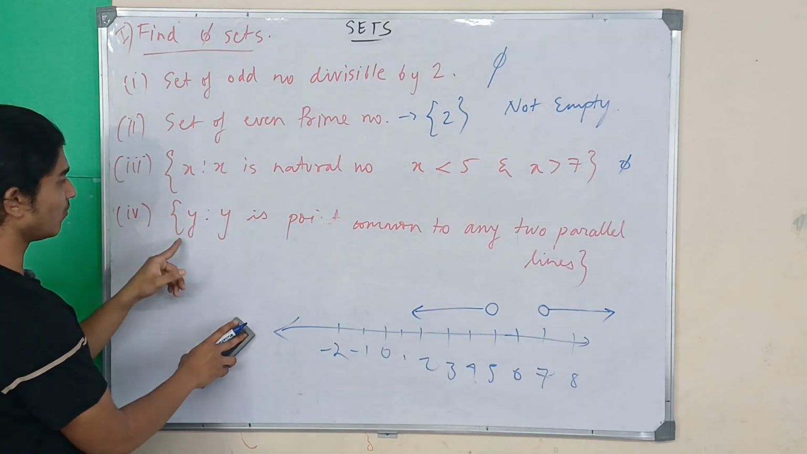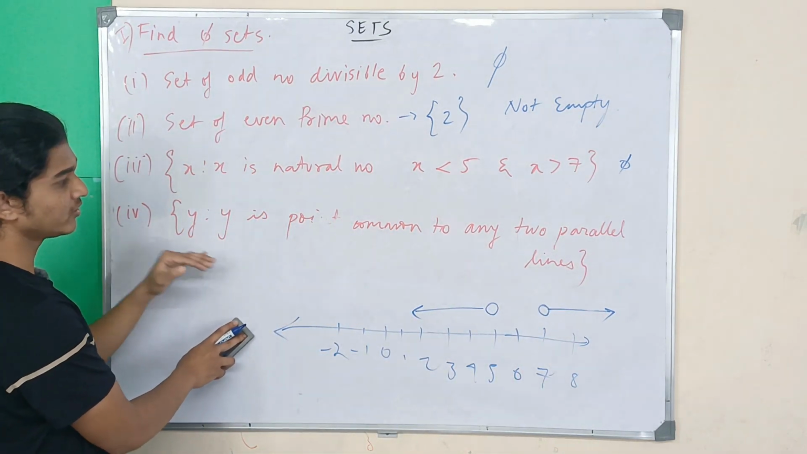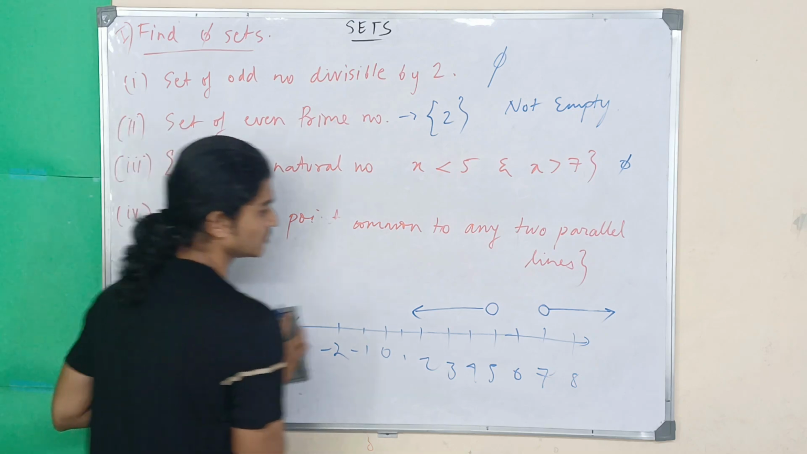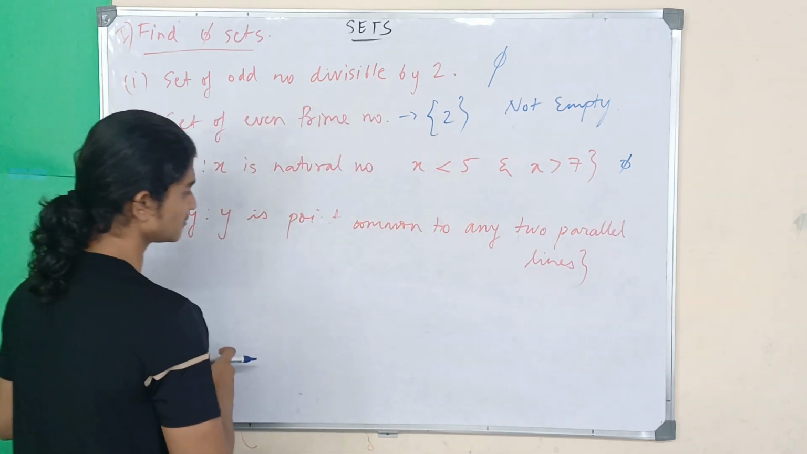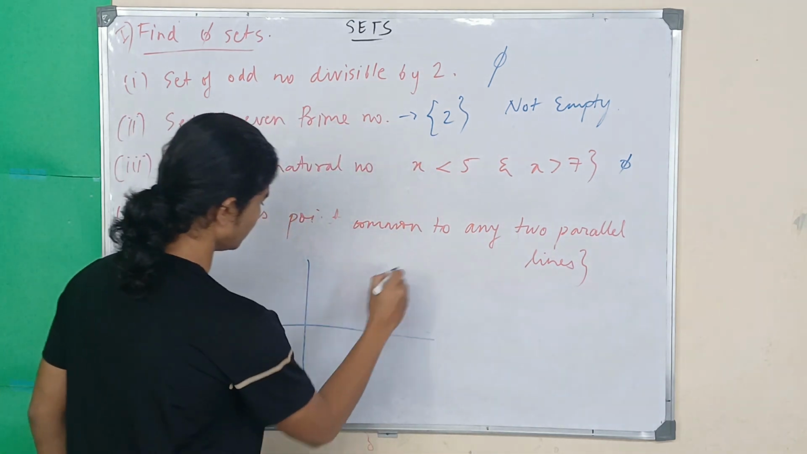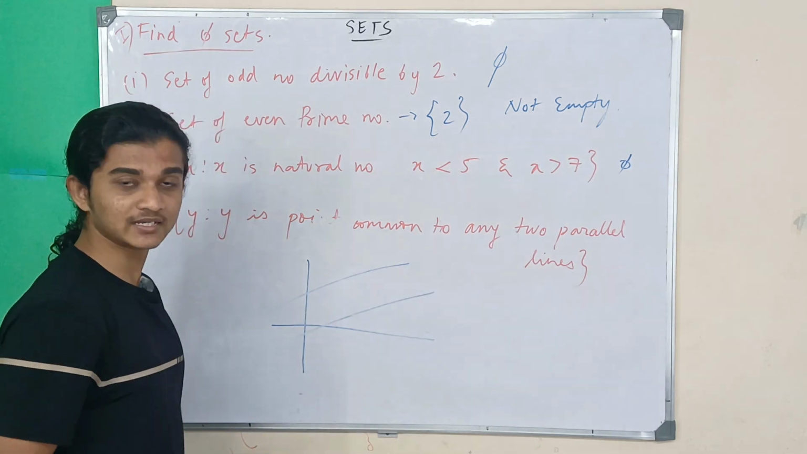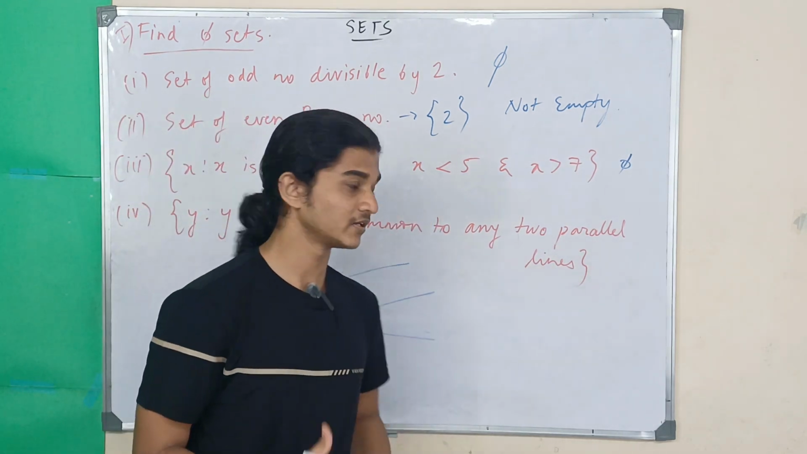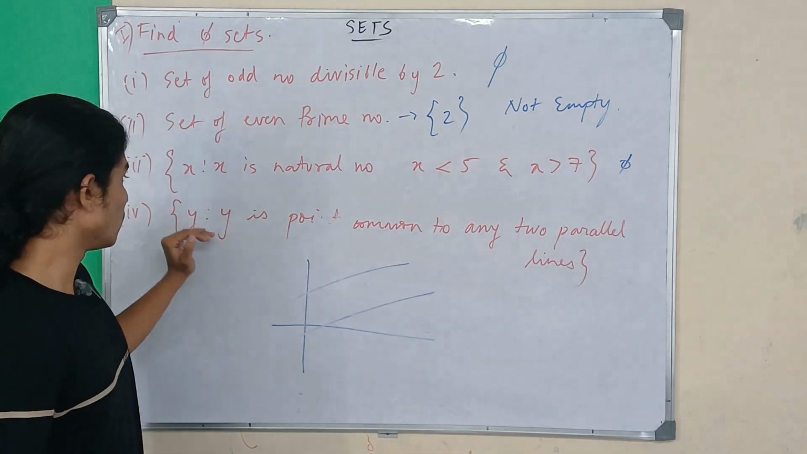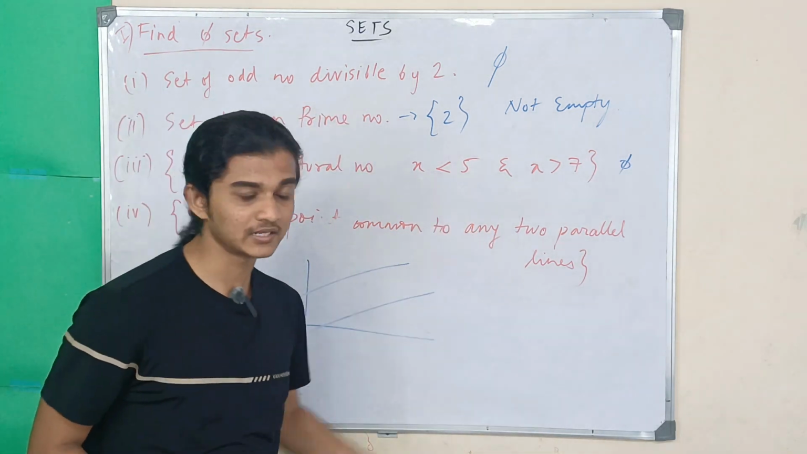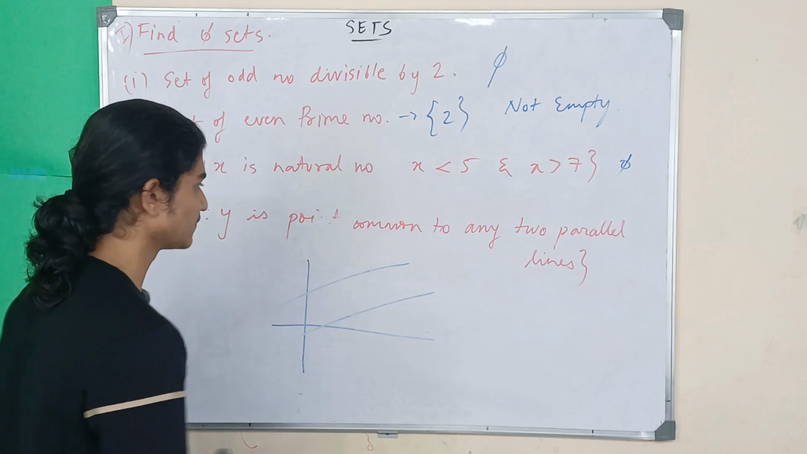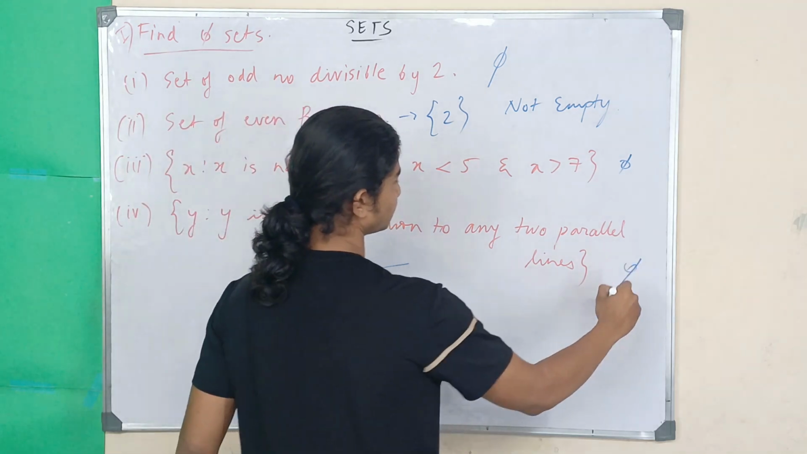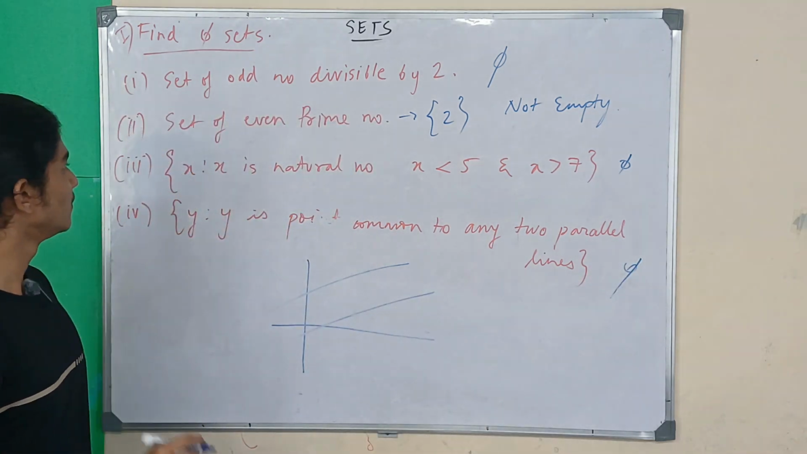And the next one is the set of all y such that y is a point common to any two parallel lines. Take any parallel lines in the Cartesian system. The basic definition of parallel lines is that they do not cross each other. They're saying y is a point which is common to two parallel lines, which is impossible. So this is also an empty set. This is how we solve this kind of problem.